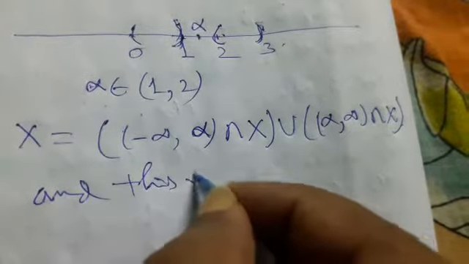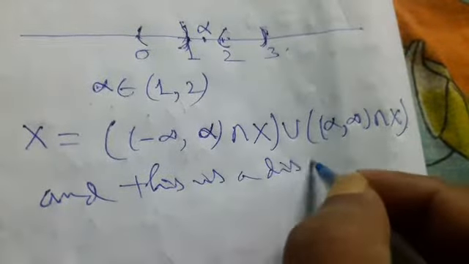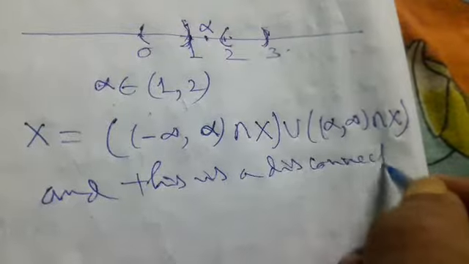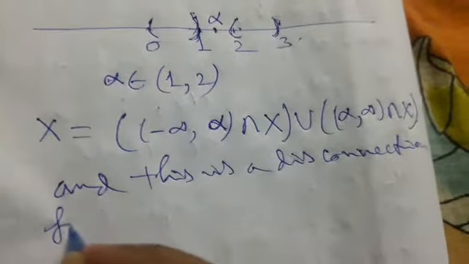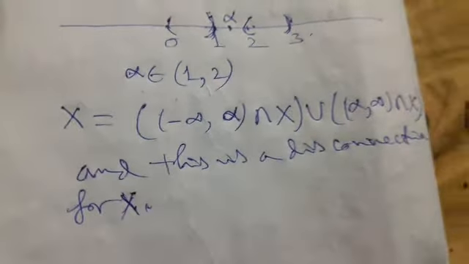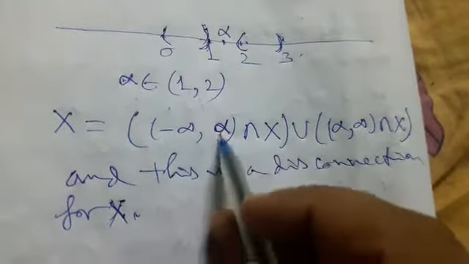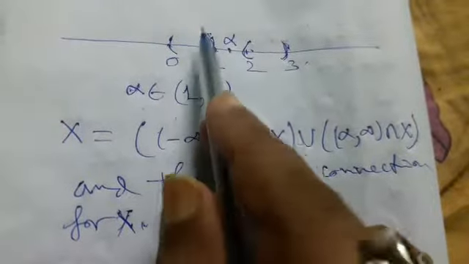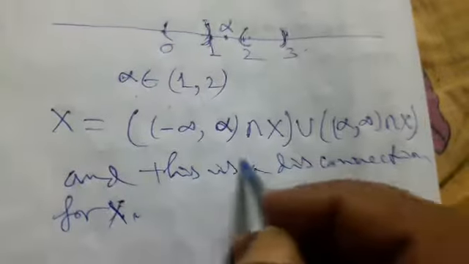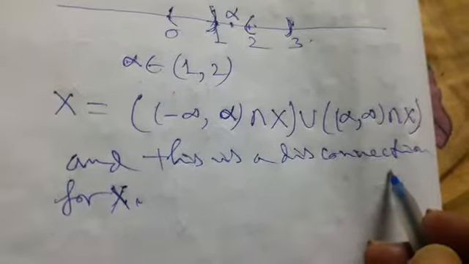this is a disconnection for X. This is a disconnection for X. It is clear that this point is outside of these points of the space. So this is a disconnection.